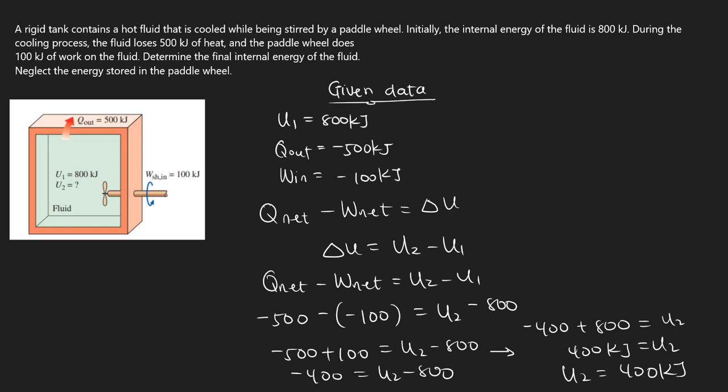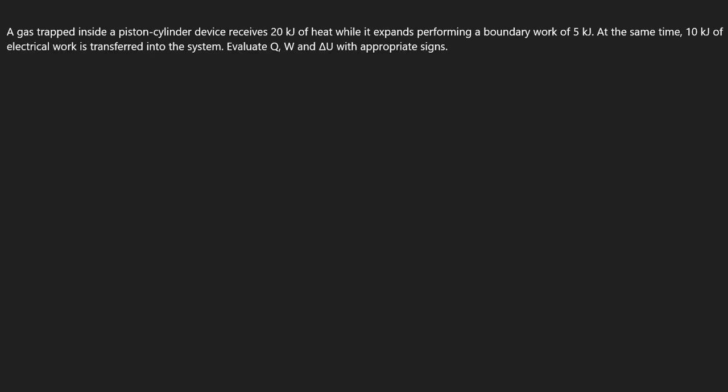Okay, so now let's try our hands on another example. I have another example here which says that a gas trapped inside a piston cylinder device receives 20 kilojoule of heat while it expands, performing a boundary work of 5 kilojoule. At the same time, 10 kilojoule of electric work is transferred into the system. Evaluate Q, W, and change U with appropriate sign. So you have to evaluate the net heat transfer, the net work, and then the change in internal energy.